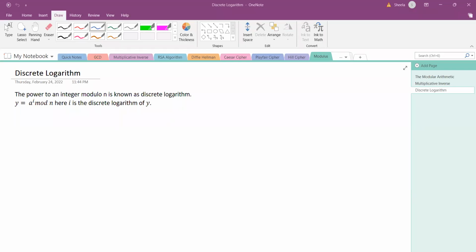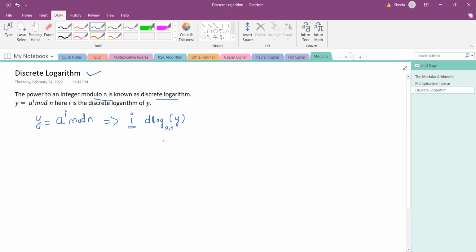Hello everyone. Today we are going to consider discrete logarithm. It is defined as the power of an integer modulo n. For example, here I have taken y is nothing but a to the power of i mod n. In that case, the index i, or the exponent i, will be taken as the discrete logarithm of y to base a.